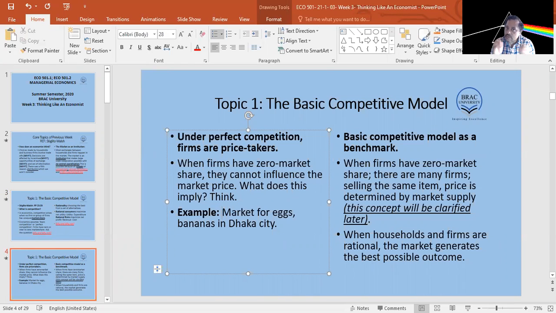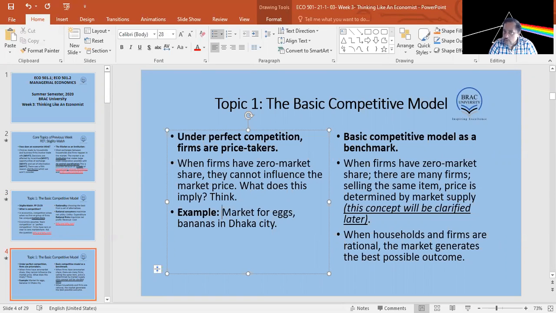Thousands of people sell bananas and eggs, but a single producer, no matter how much he decides to sell tomorrow, or if he decides not to sell at all, is not going to influence the total transaction of eggs or bananas in Dhaka city. So the price of bananas and eggs in Dhaka city will be determined by the total demand or demand of all households, total supply of all firms.